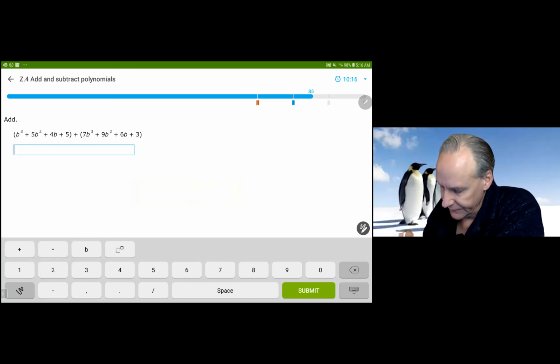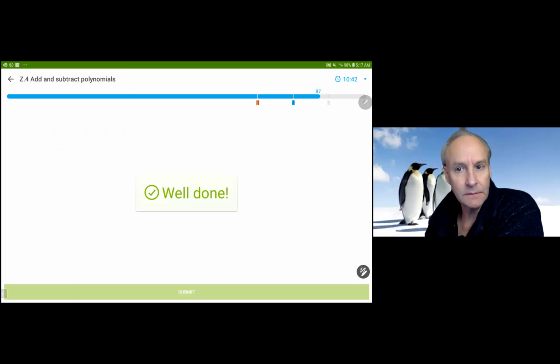Bigger one. Let's see, we have an 8b cubed. We have a 14b squared. Oh, how about a plus there? You got to add them together. Let's see what else we have. We have a plus 10b, and we have plus 8. All I did was add all the like terms together. That's all.